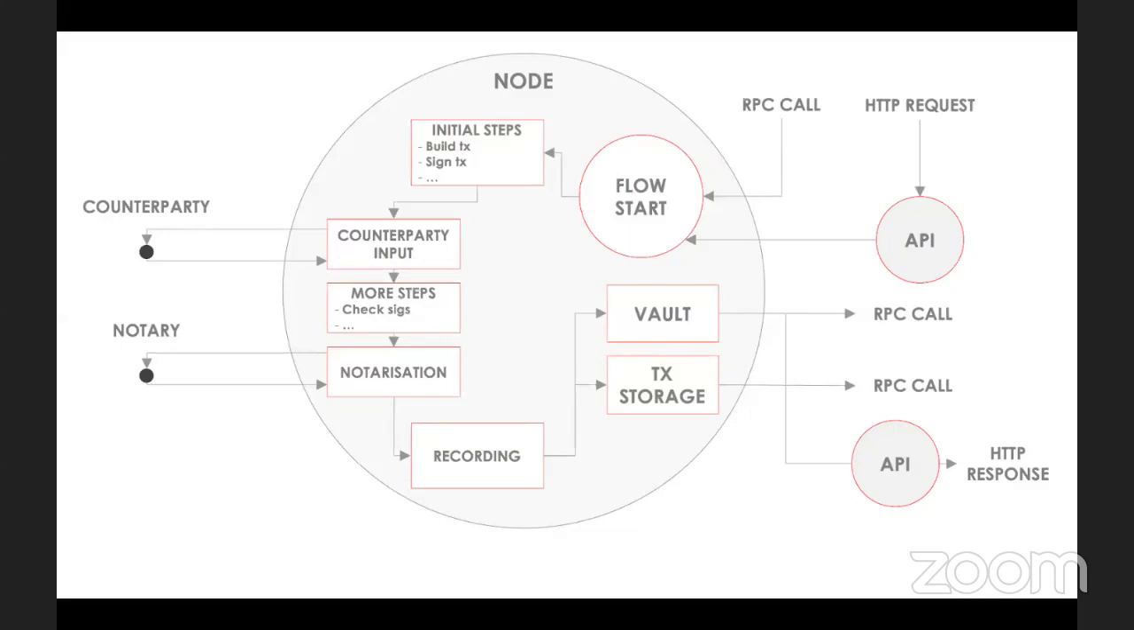Everybody can query the vault. Sometimes auditors want to audit the Corda application. Then you don't need to give access to the smart contract, business logic, or the state and the flow, but you just need to give access to the vault. The vault can also be exposed through an RPC call or through other APIs.